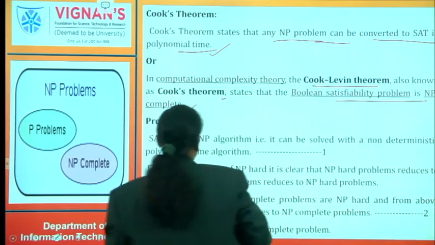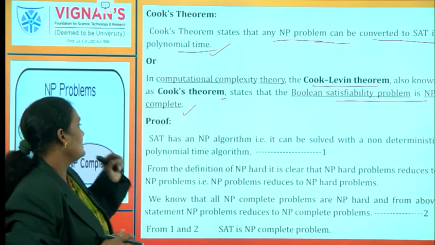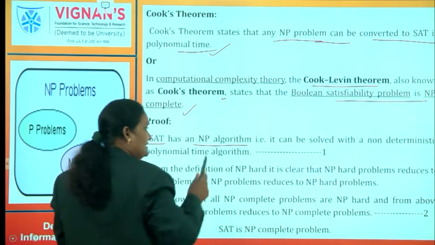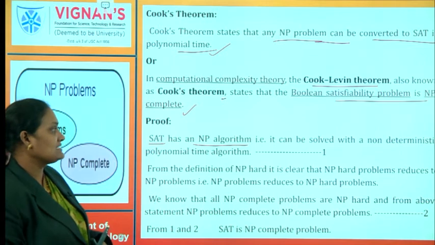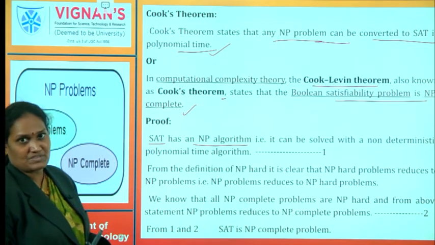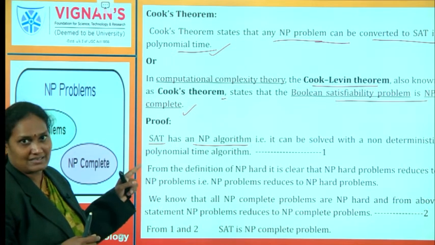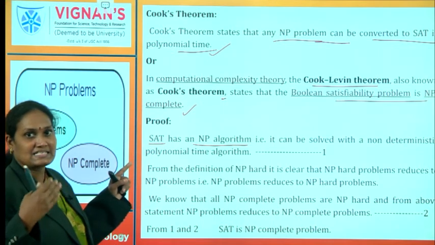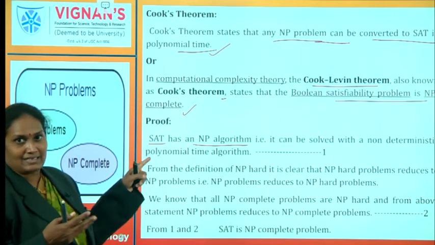Now, how to prove Cook's theorem? Let us see the proof. Satisfiability has an NP algorithm. That is, it can be solved with a non-deterministic polynomial time algorithm. So satisfiability has an NP algorithm, meaning a non-deterministic polynomial time algorithm. For solving any satisfiability problem, we have a non-deterministic polynomial time algorithm.